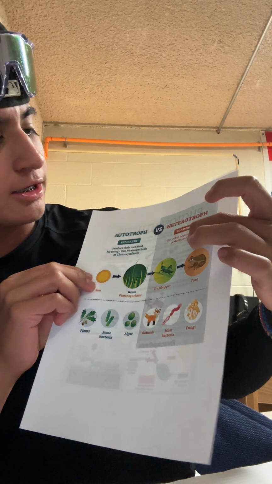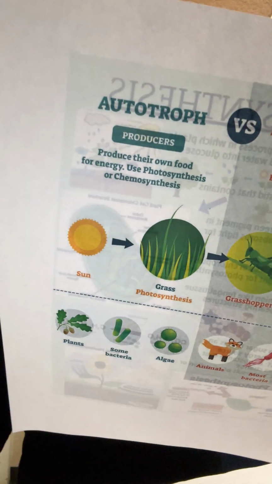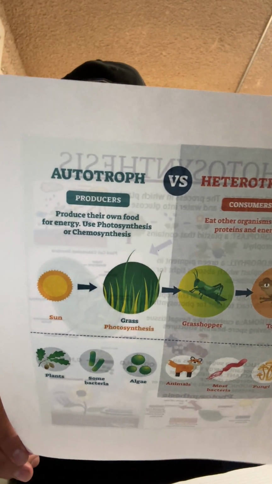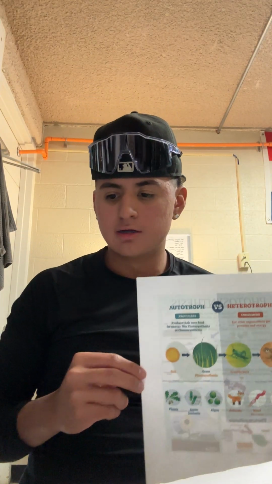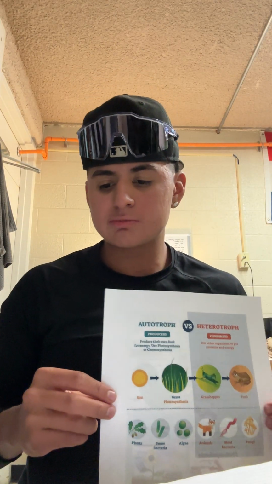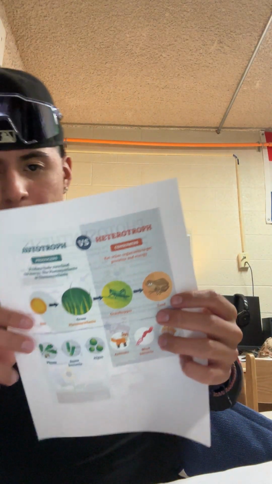On the other hand, the consumers, known as heterotrophs, are organisms like animals, fungi, and many bacteria that cannot perform this process of photosynthesis. They rely on consuming other organisms to get energy and the essential carbon they need to survive.